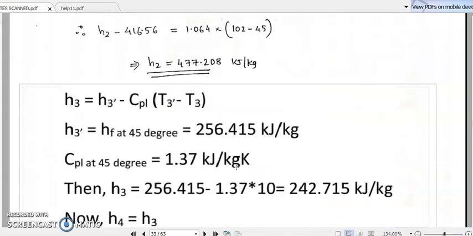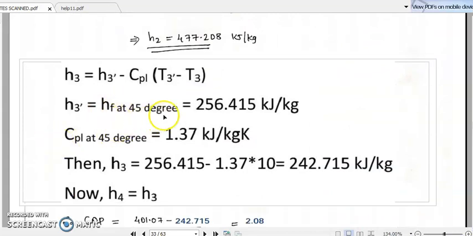So now let us move on. That HF value at 45 degrees Celsius will be 256.415 kilojoules per kilogram. And also from the tables we can easily find the Cp value of liquid at 45 degrees Celsius, which is 1.37 kilojoules per kilogram Kelvin. So substituting these values in this equation, H3 will be, on solving this relation, 242.715 kilojoules per kilogram.